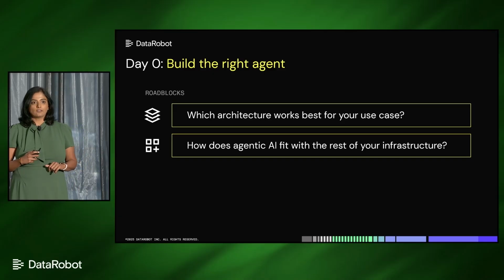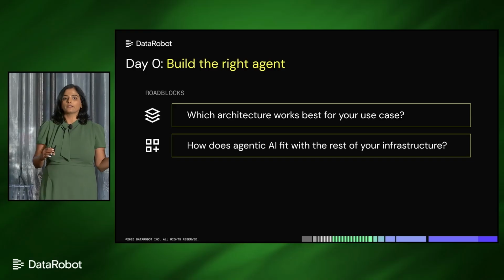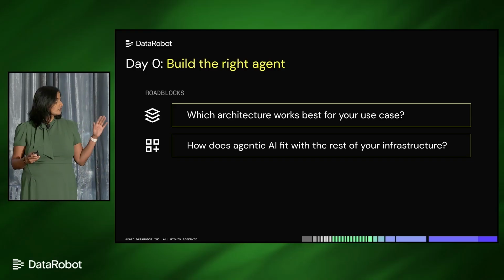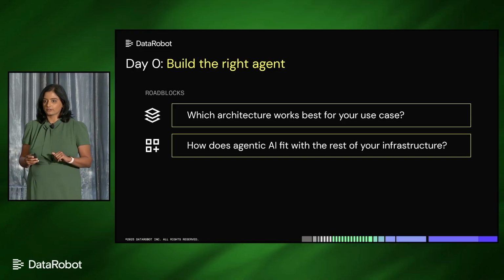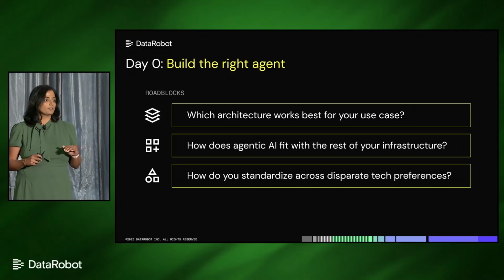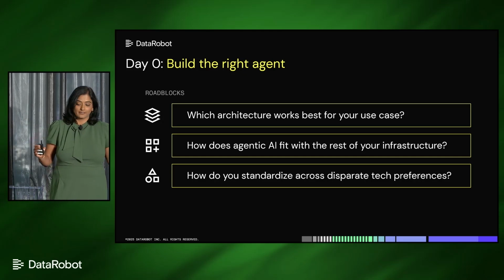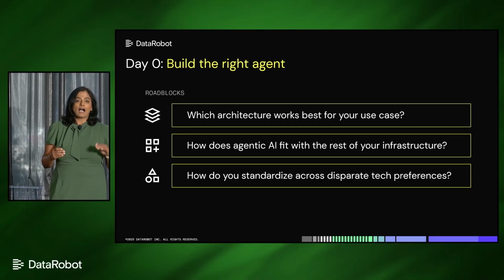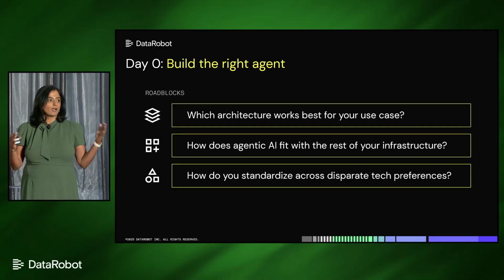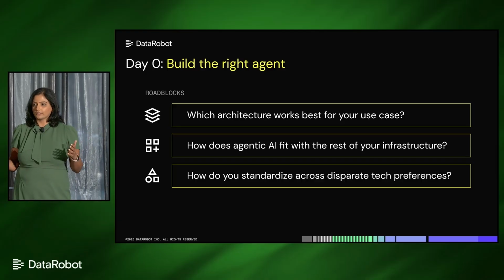The second question is, these agents are not going to run in silos. They will be running with the rest of your infrastructure. So how does agentic AI fit with the rest of your infrastructure? And then lastly, I am sure each one of your developers have their own favorite IDEs, their own favorite frameworks. I have my own. So the question really is, how do you enable innovation, provide choice and flexibility without enabling shadow AI within your organization? So Luke, how does a CIO navigate these day 0 challenges?